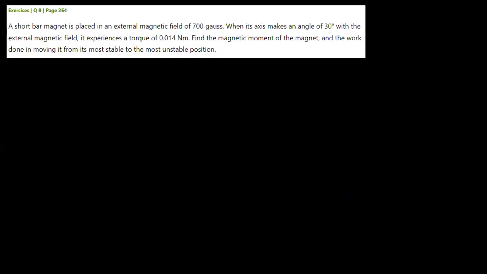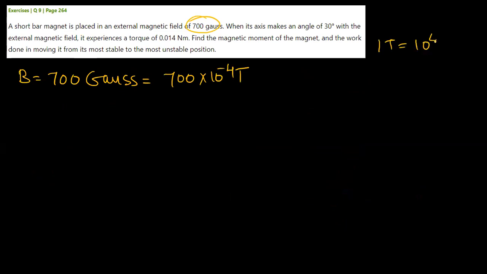A short bar magnet is placed in a magnetic field of 700 Gauss. So the magnetic field is given as 700 Gauss. Converted to Tesla, that is 700 into 10 to the power minus 4 Tesla. Remember, 1 Tesla is 10 raised to 4 Gauss. That is the conversion. Since I am converting Gauss to Tesla, it will be 10 to the power minus 4.